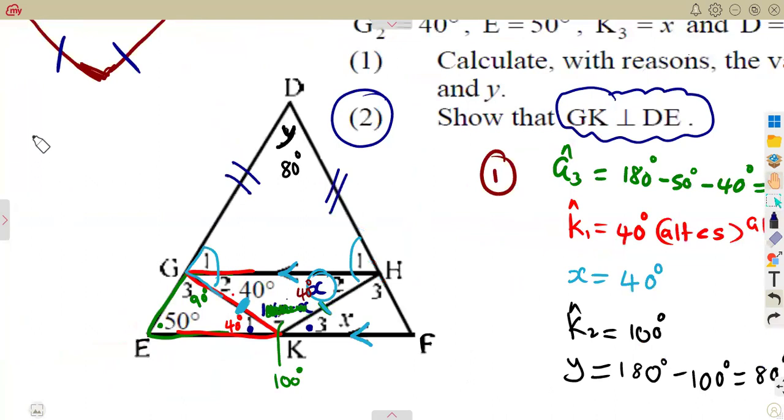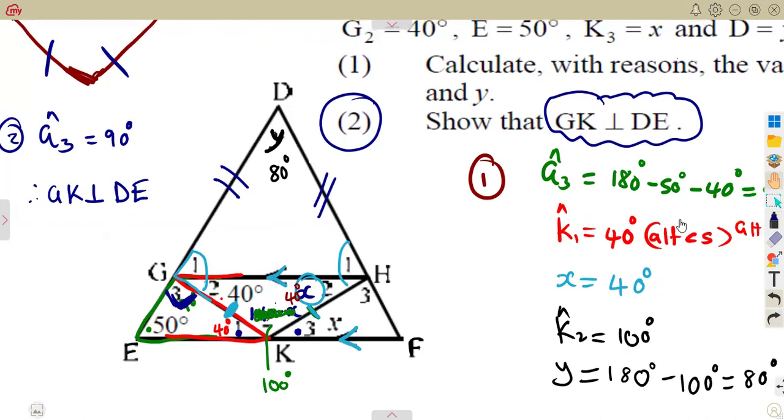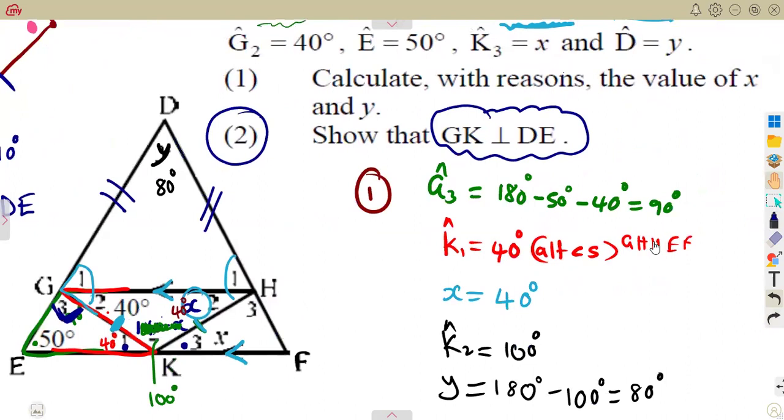Meaning to say these two will be perpendicular. I mean, G3 is equal to 90 degrees. You're going to use this calculation. We calculated this before. So that means, therefore, these two are perpendicular. GK is perpendicular to DE. Being perpendicular means it is at 90 degrees, at right angles. So already we stated this, or we calculated this before. It is just a continuation.